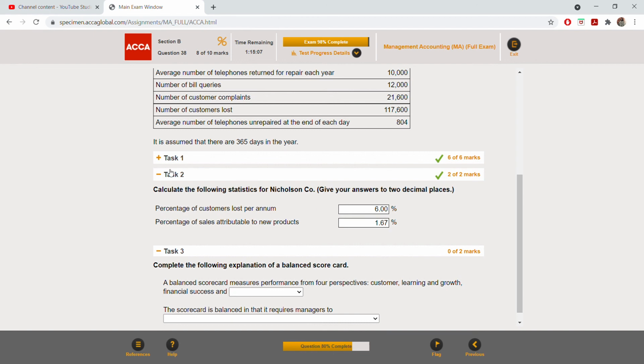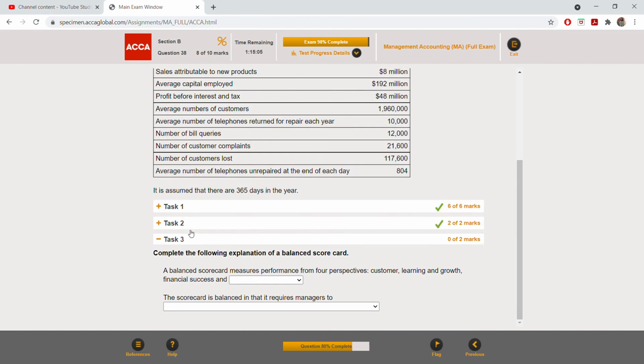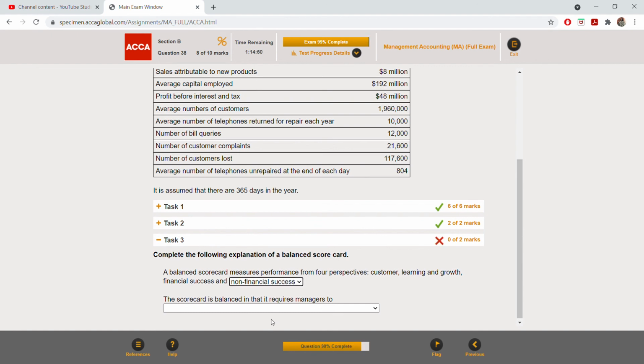So now I'm going to close off task 2 and go to task 3. Finally, in task 3, complete the following explanation of the balanced scorecard. A balanced scorecard measures performance from 4 perspectives: customer, learning and growth, financial success, and what? Process flexibility, process efficiency, or non-financial success. It is non-financial success. You see, so you know whether you are right or not.